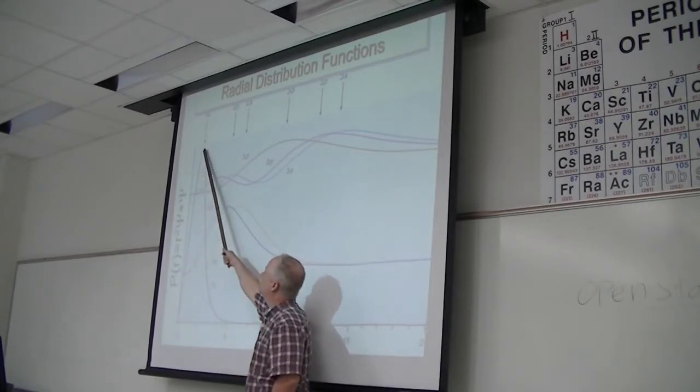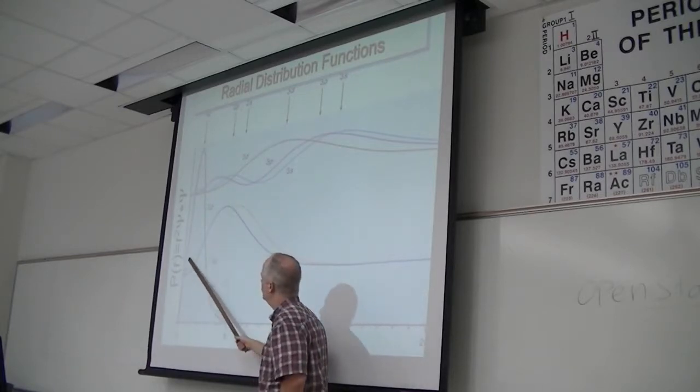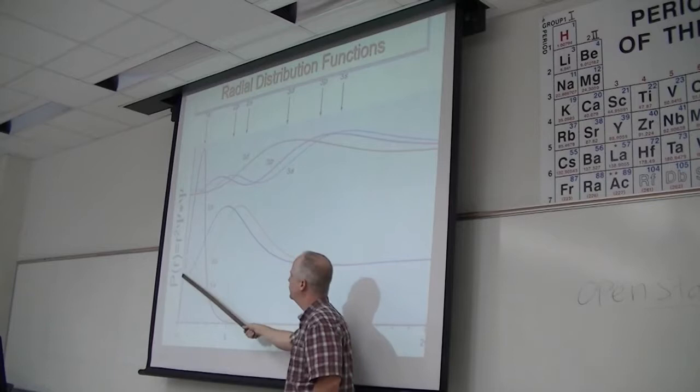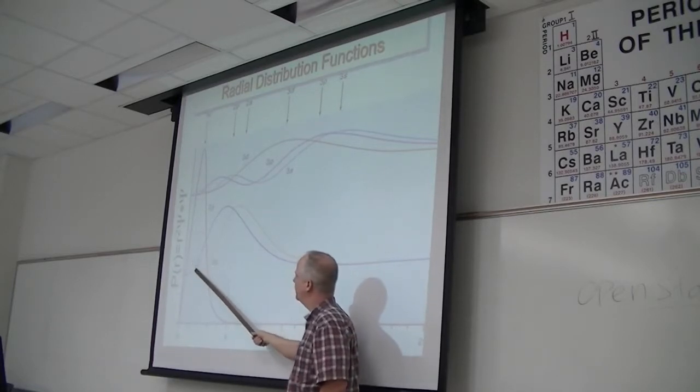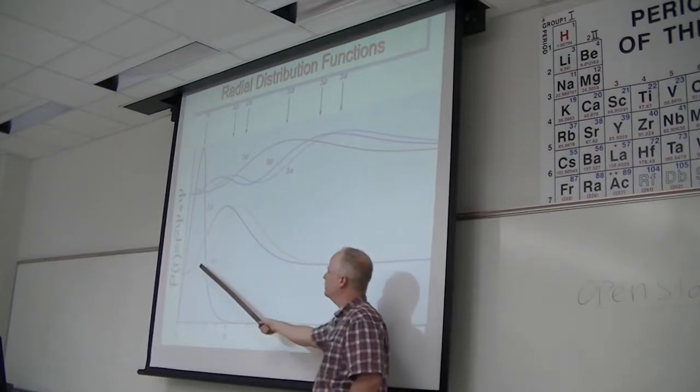Look at the effect it has when you go to the 2s orbital. This is the 1s orbital, and this orange curve is the 2s orbital. Look, it goes up, down, and then up again, and then down. Why the 2 bumps?